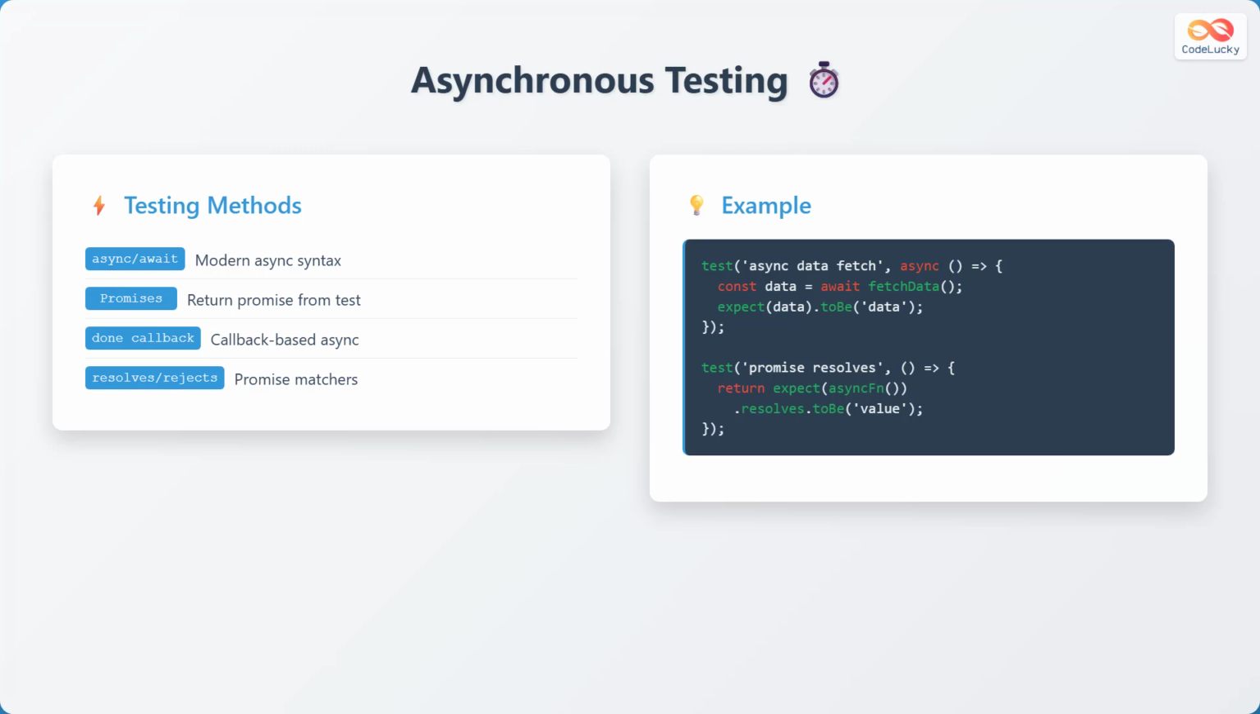Here's an example of async testing. Create an async test that awaits a fetch data function call, then expects the return data to equal a specific value. For promise testing, return expect async function call dot resolves dot to be expected value. These patterns ensure your asynchronous code is properly tested.